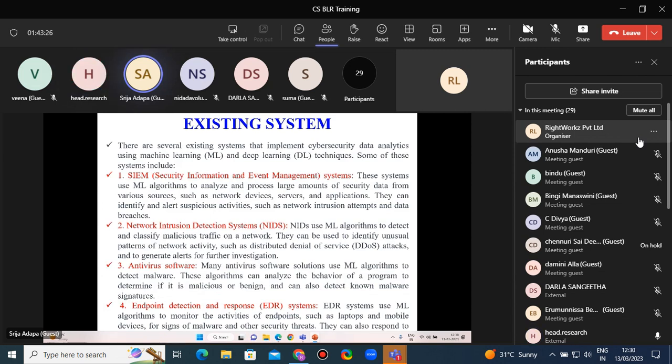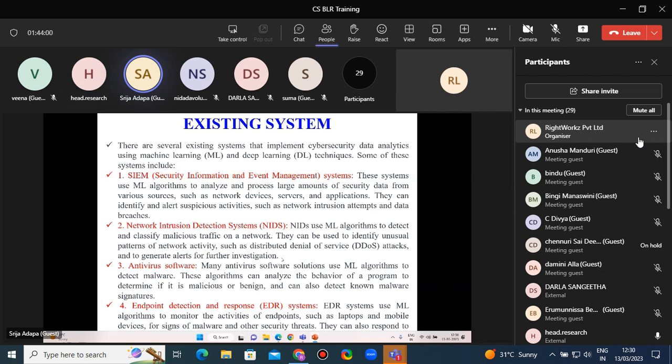Existing system. There are several existing systems that implement cybersecurity data analytics using machine learning and deep learning techniques. Some of these are SIEM, which is Security Information and Event Management systems. These systems use ML algorithms to analyze and process large amounts of security data from various sources such as network devices, servers, and applications. They can identify and alert on suspicious activities such as network intrusion attempts and data breaches.